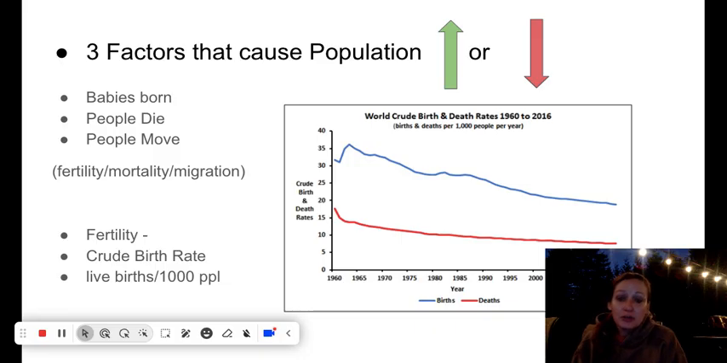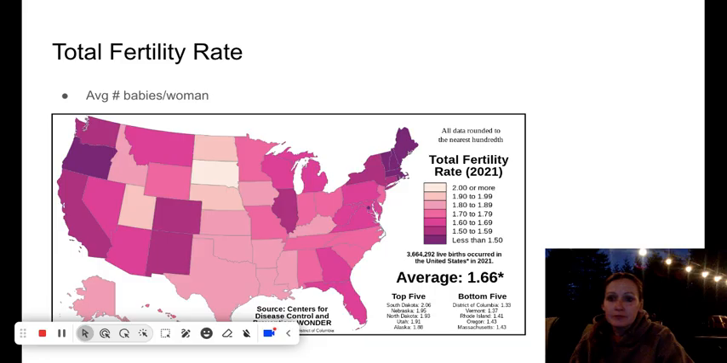All right, so let's review what we know about fertility. The crude birth rate is every live birth per 1,000 people. Total fertility rate is the average number of babies per woman. So like today in class, we mentioned that in Nigeria, there was 5 point something babies born to an average woman. That would be their fertility rate, whereas about 1.5 for most women in the United States or Western Europe.